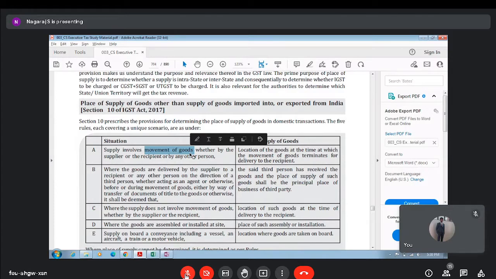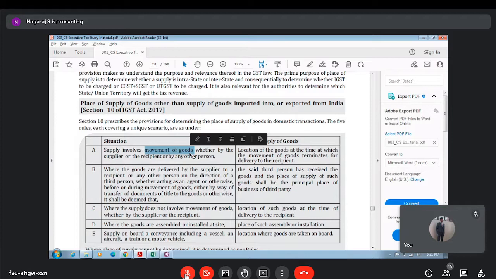Assume you are purchasing an AC from a supplier in Delhi and you are residing at Bangalore. Where will the movement terminate? Delhi? You are purchasing from the supplier of Delhi. Okay. You are staying in Bangalore. Where does the movement terminate? Bangalore. Bangalore means Karnataka. Place of supply will be where? Karnataka.